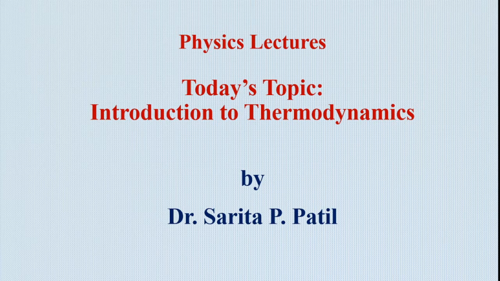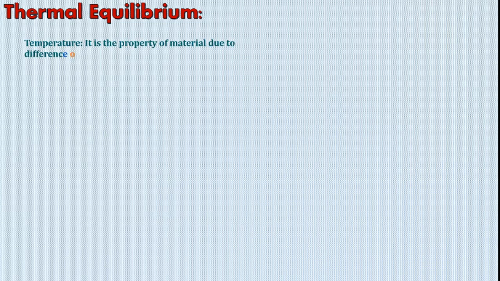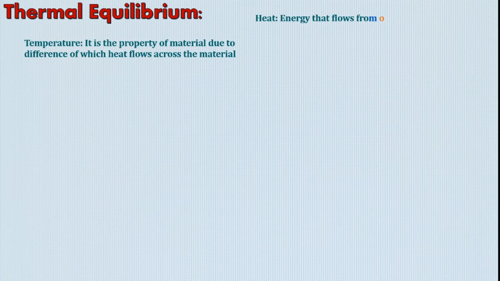Types of systems and types of thermodynamic properties. Today we are going to study zeroth law of thermodynamics. Before studying zeroth law of thermodynamics, we should be very well aware of thermal equilibrium. Now when we study thermal equilibrium, there are two things that are very important to know. One is temperature and second is heat.